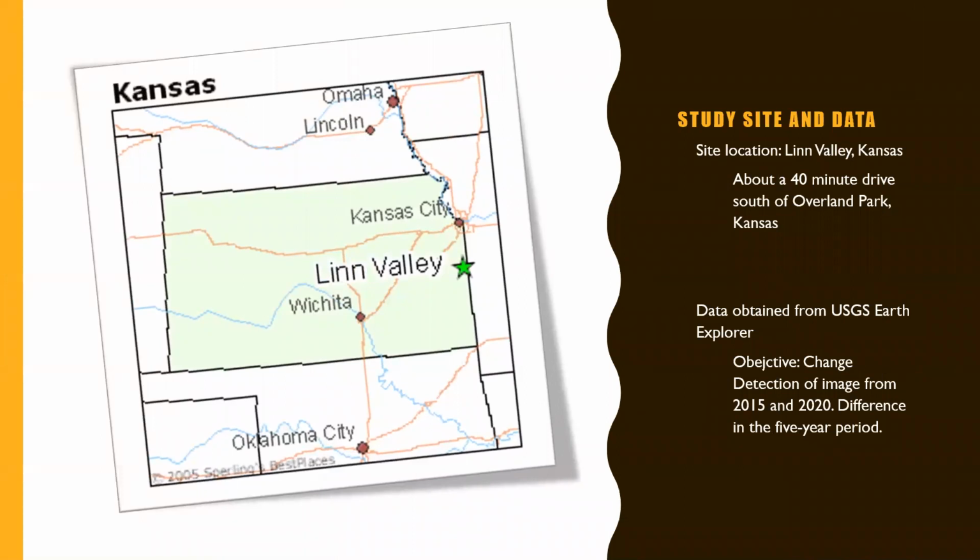Study site and data. Our study site is Lynn Valley, Kansas. If you look at the photograph on the left, you can tell Lynn Valley, Kansas is actually right on the border of Missouri. This is a small town of less than about 900 people and is actually a gated lake community. It's about a 40-minute drive south of Overland Park, Kansas.